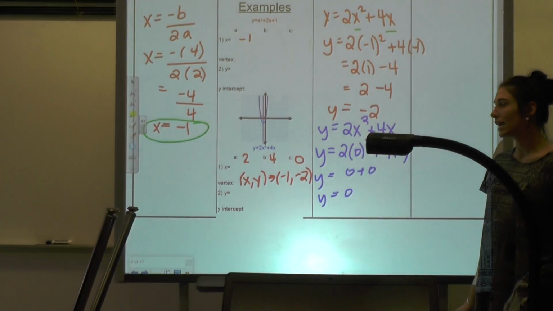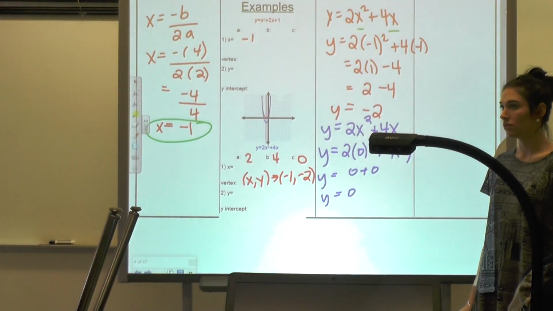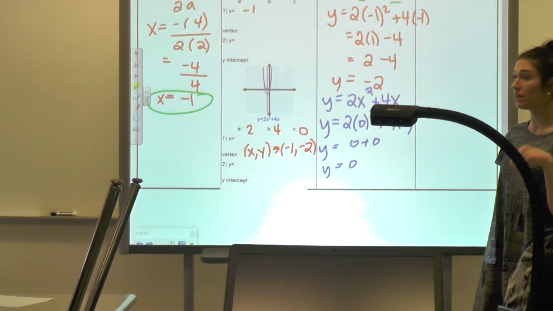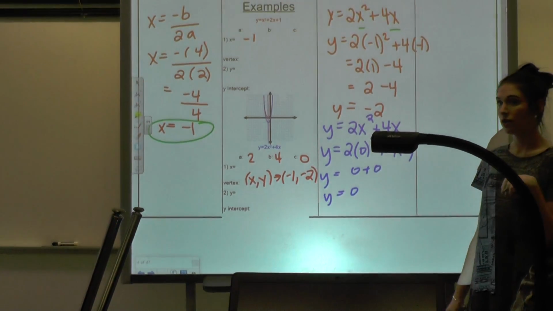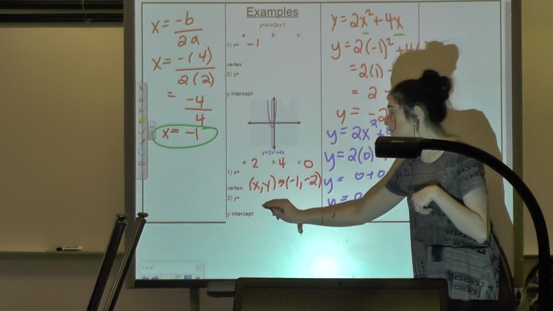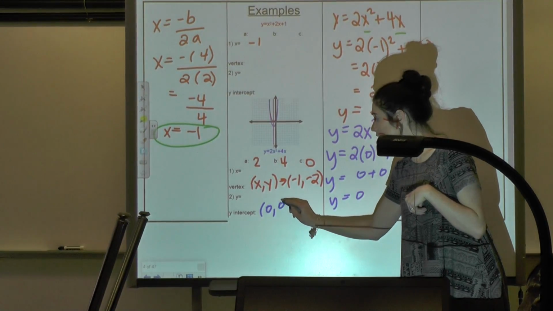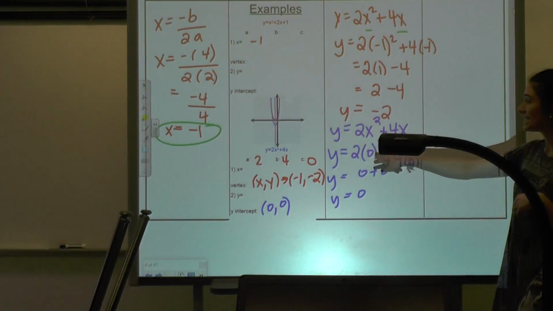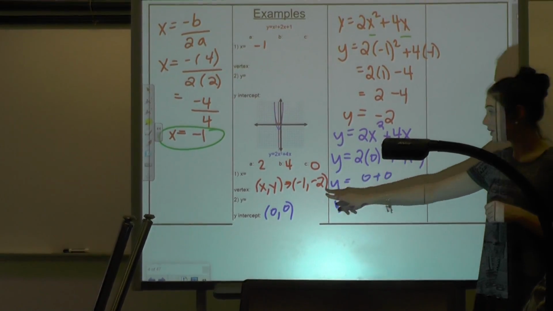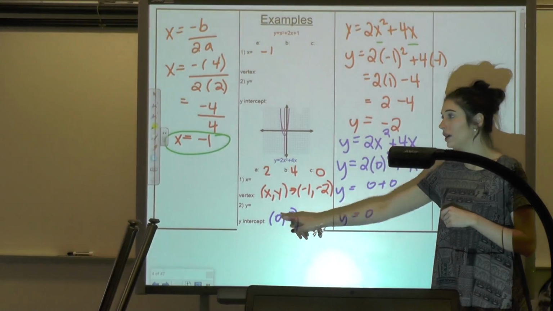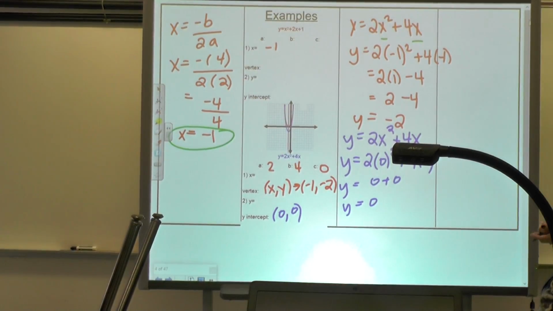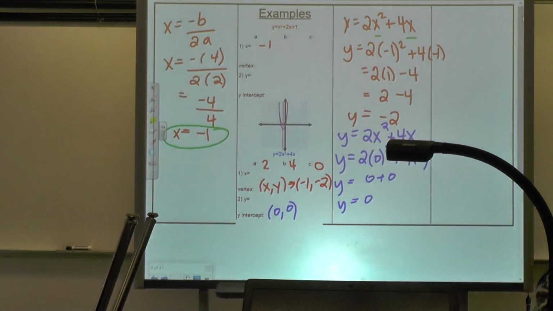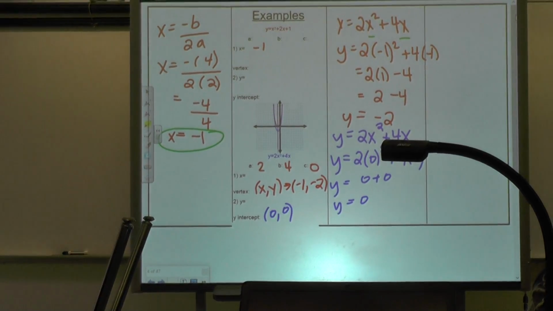So what is your y-intercept? 0. Remember that your y-intercept has to be a point. It's a coordinate on the graph. 0, 0. Where did we get 0, 0 from? We plugged in a 0 for our x, so we know that our x value had to be 0, and once we plugged that in, we got y equals 0. So 0, 0 is your y-intercept. Do you want to know a shortcut for y-intercept?